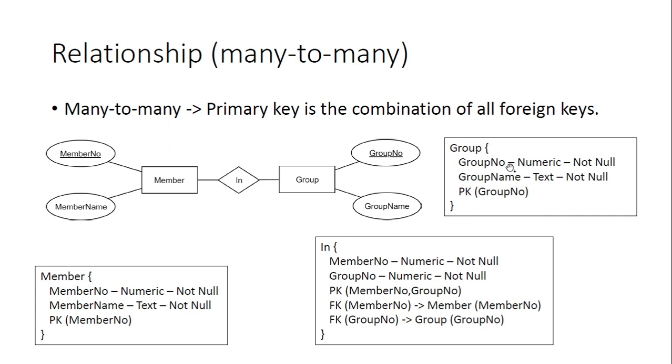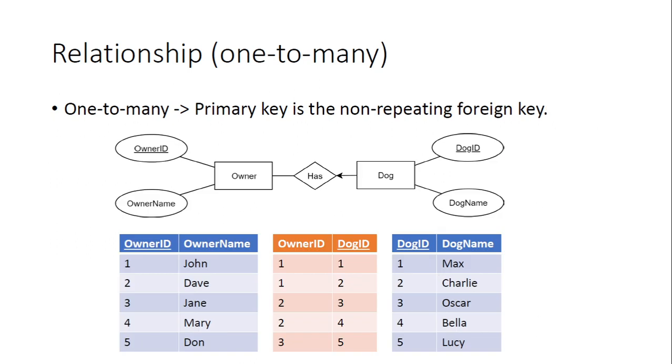In this case, we use the same names. It could have been different names as well. But the important thing is that the member no attribute is going to refer to the member no attribute in the member table, and the group no attribute is going to refer to the group no attribute, the corresponding primary key of the related table group. And the primary key of this table is going to be the combination of all its foreign keys, because this is a many-to-many relationship.